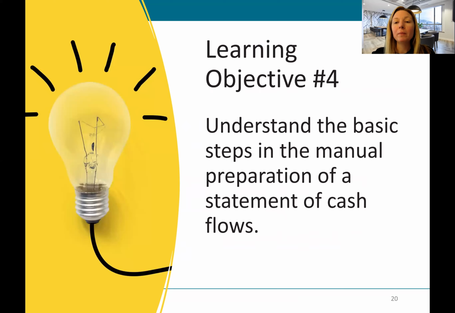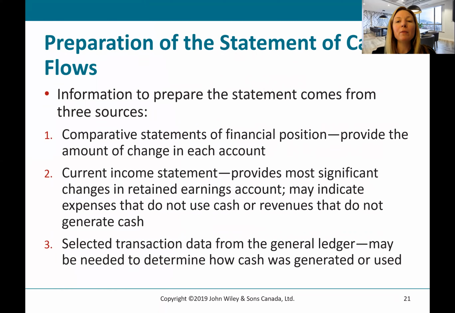Learning objective number 4, understand the basic steps in the manual preparation of a cash flow statement. The information to prepare the statement comes from 3 sources. So we need a comparative statement of financial position. We're going to have the current income statement, and we're going to need selected transactional data.